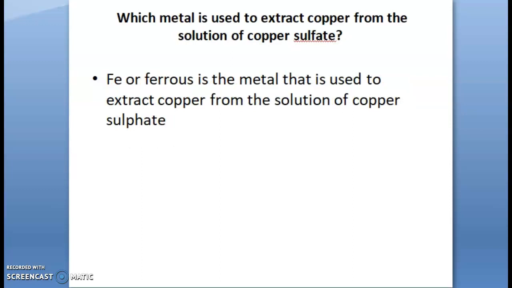Which metal is used to extract copper from the solution of copper sulfate? We use ferrous, that means iron metal, to extract the copper from the copper sulfate.